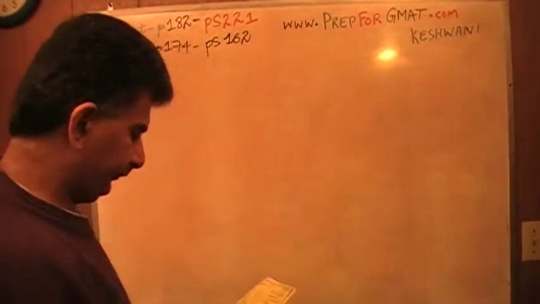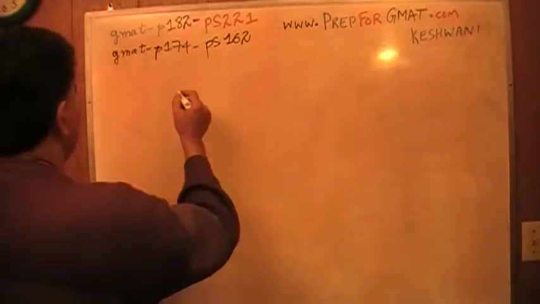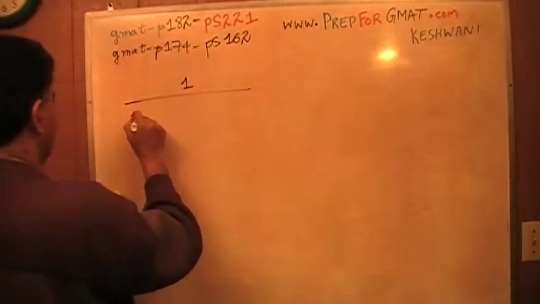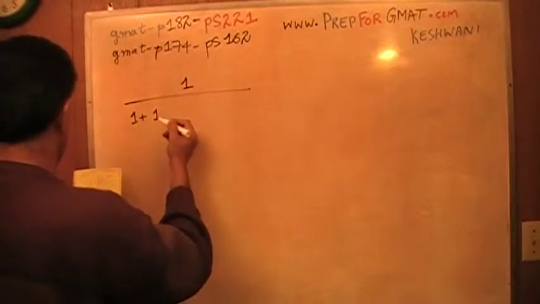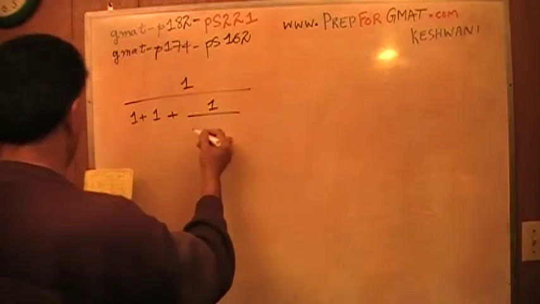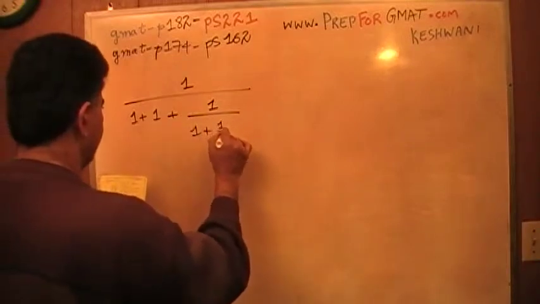Let's solve the problem. It says 1 over 1 plus 1 plus 1 over 1 plus 3.